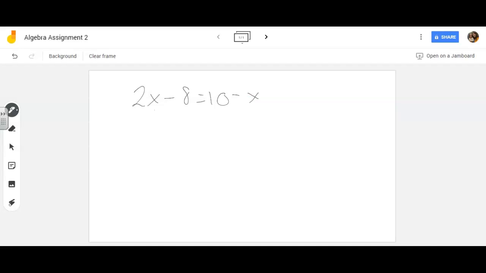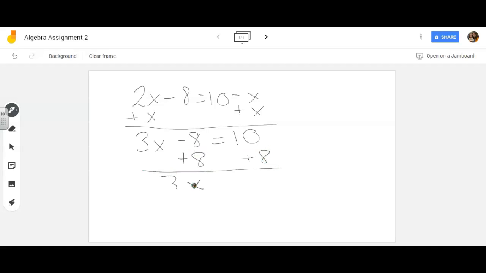All right, so I'm going to go ahead and solve this equation just like I would any other equation. I'm going to move this over. Okay. So we end up getting 3x minus 8 equals 10. Okay, so I end up getting my solution right here, x equals 6. Okay, so I've solved that.